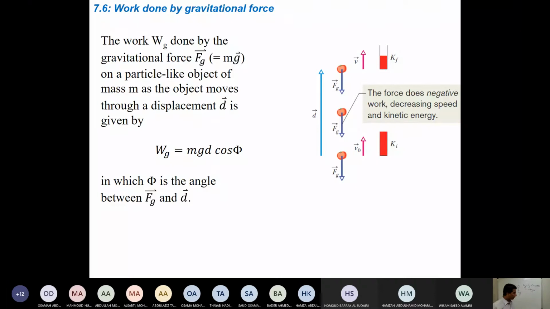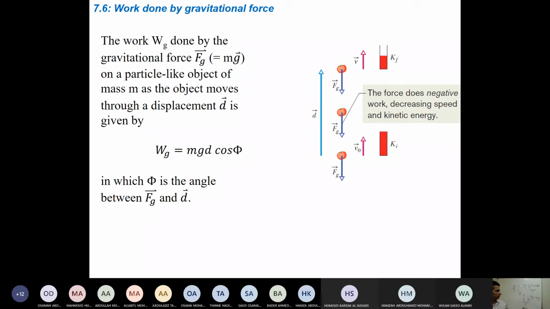But in the other case, when you are considering the object falling from the top of a building, the object goes downward. The gravitational force acts on it downward, so the object's weight is downward. It covered displacement downward. The displacement and the force are both parallel, so the angle between them is zero. When you put them in this equation, what you get is Wg is equal to mgd, because cosine 0 is 1.